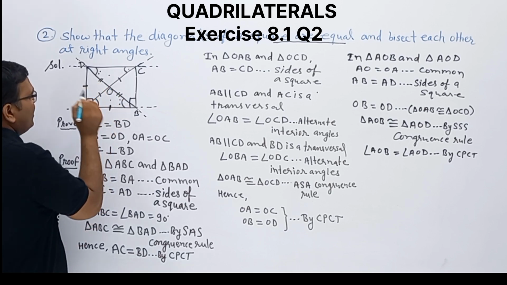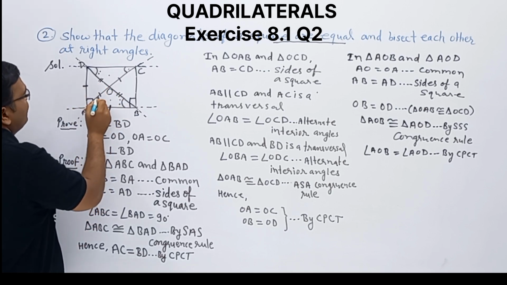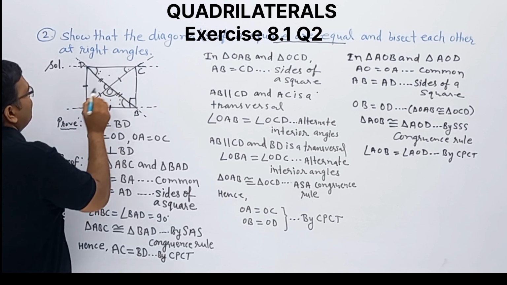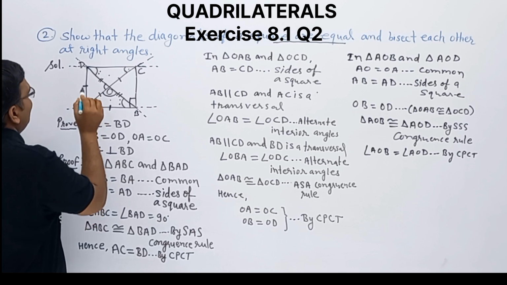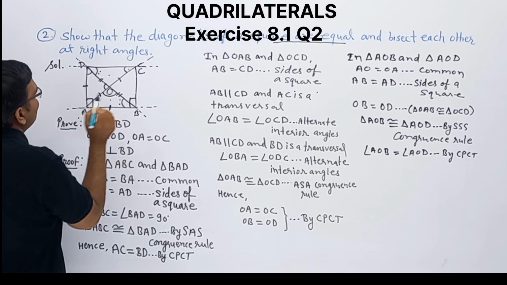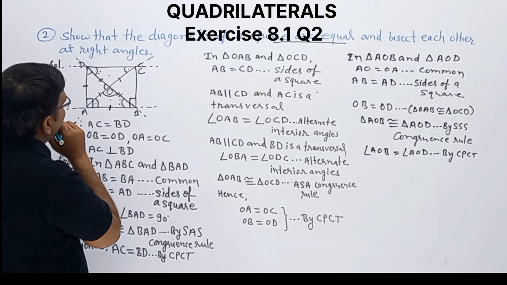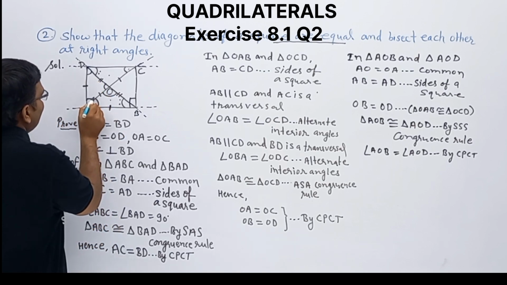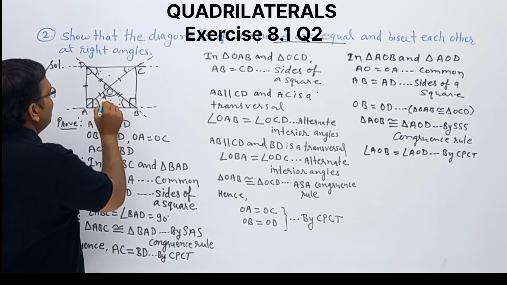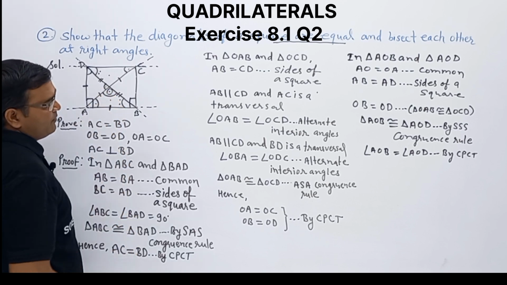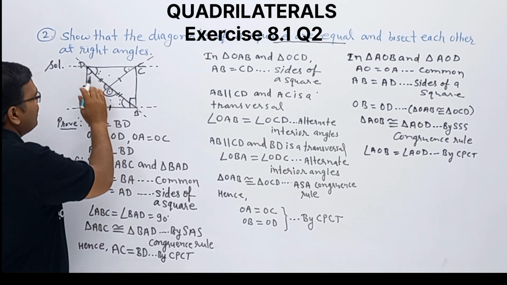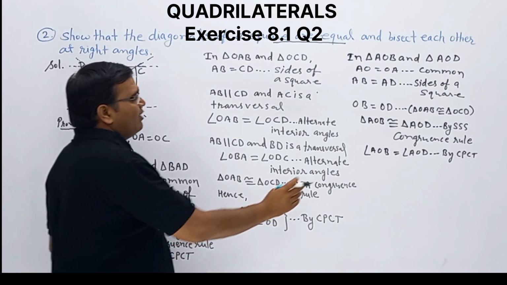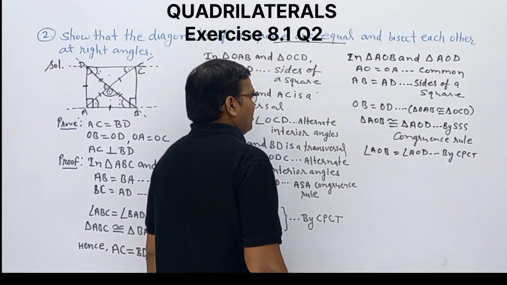This side will be equal to this one. This side equal to this one. Clear? This is common. This angle will be equal to this one, and this angle will be equal to this one. So this angle will be equal to this one by CPCT. These two triangles are congruent, so corresponding parts of these triangles will be equal. So angle AOB equal to angle AOD.